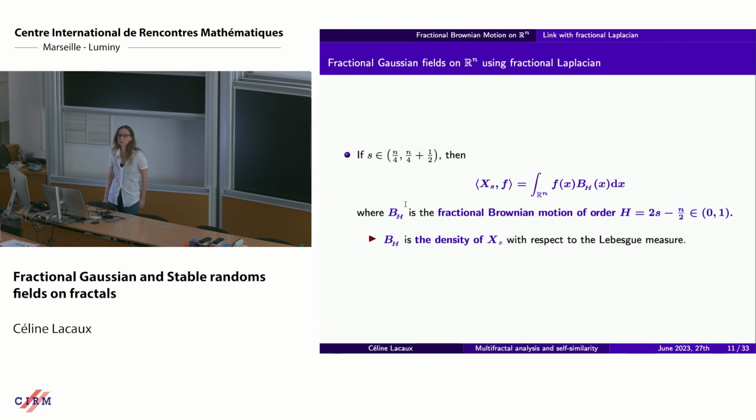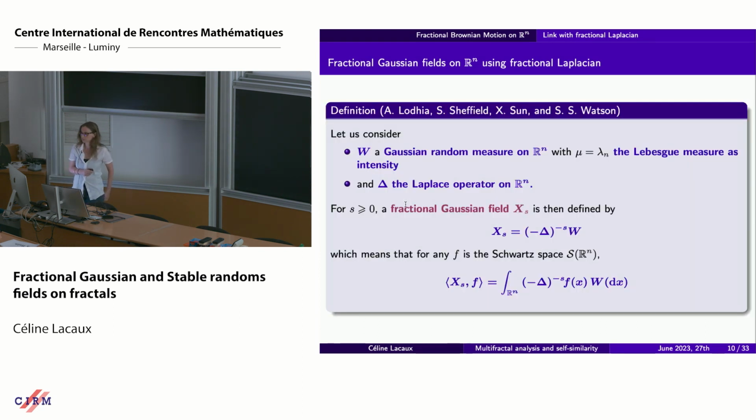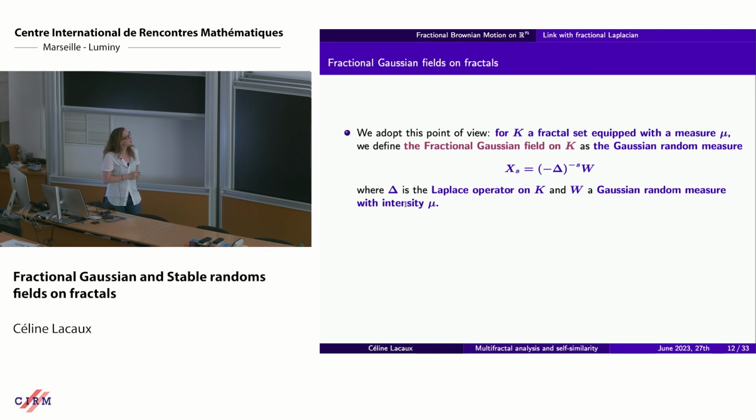Is there some question? No? So in the following, I will exactly take this definition. I will, of course, not take a measure on Rn. I will change to have a measure on the Sierpinski gasket. I won't take the Lebesgue measure. I will take what we call the Hausdorff measure on the Sierpinski gasket. And I will define my fractional Gaussian field by this equation. So I take K a fractal set, I take a measure on K, and my fractional Gaussian field on K is the Laplace operator of order S applied to W, where W is a Gaussian random measure with intensity mu. And so, as I say, I only deal with an example.